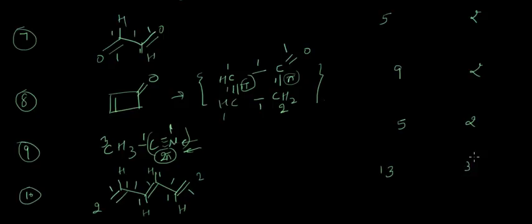Okay, so this ends our lecture on calculation of sigma bonds and pi bonds in a given organic compound. In the next video, I'll be covering calculating the degree of unsaturation of a compound.